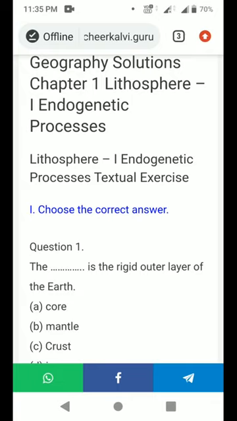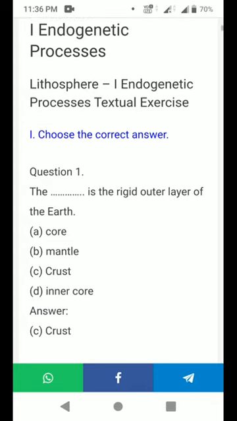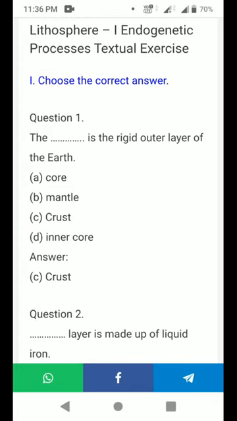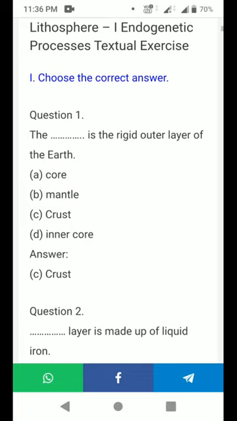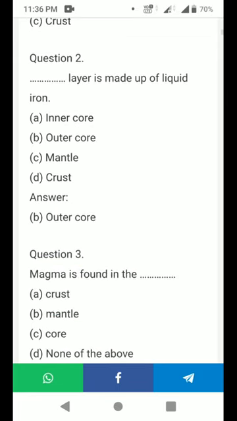Here, first lesson, geography, first lesson, lithosphere, endogenetic processes. Here, first Roman number 1, choose the correct answer. First question, the dash is the rigid outer layer of the earth. The answer is, which is the rigid outer layer of the earth? Crust. Okay. Second question, dash layer is made up of liquid iron, outer core.